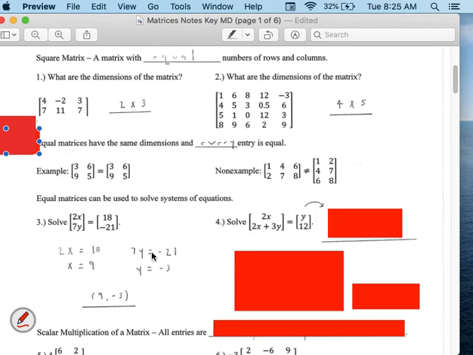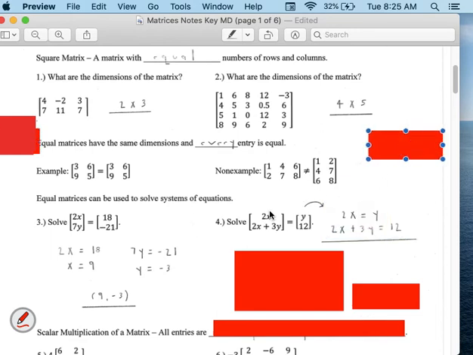So looking at example 4, how would we rewrite this as a system? This would say that 2x equals y, and 2x plus 3y equals 12. This is more like the systems that we were working with earlier in the unit. So those entries correspond. This 2x plus 3y, that's all in one entry location. You can have an expression right there, okay?